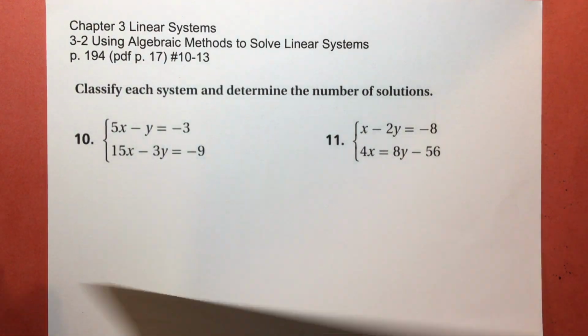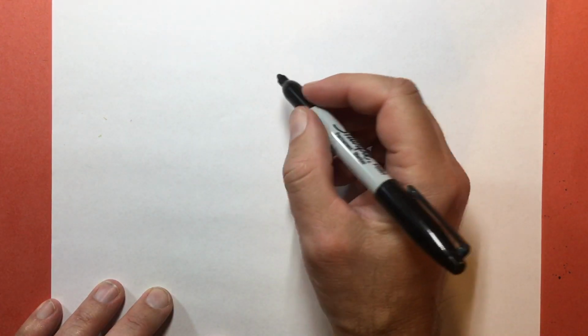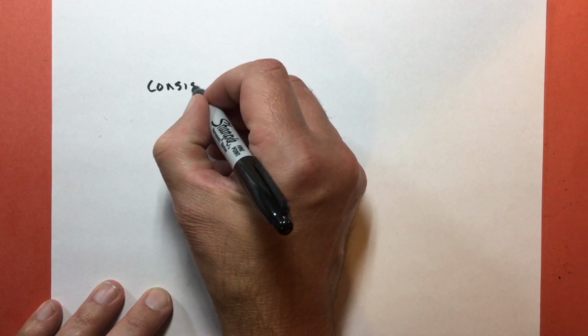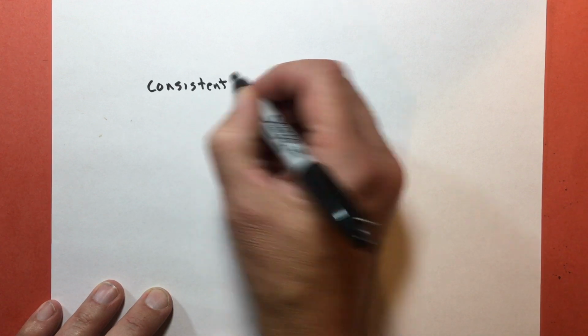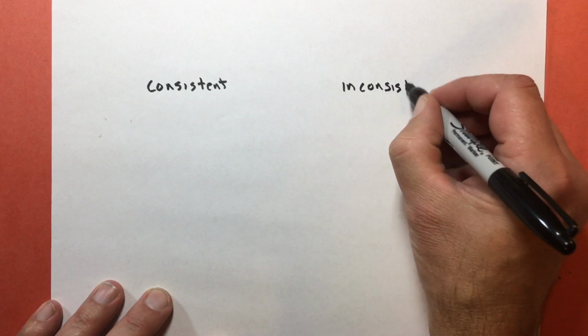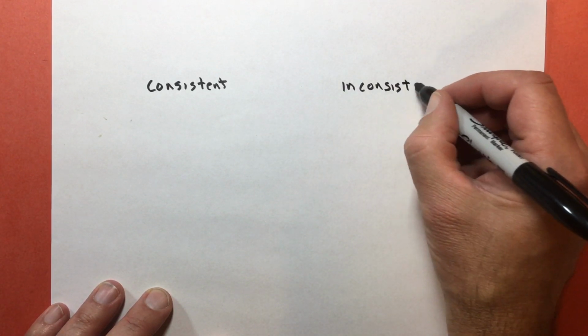Now, I did this in the previous video where we talked about this, but I want to make it a little bit better, okay? So here's how this works. The systems can be consistent or inconsistent, which means not consistent.